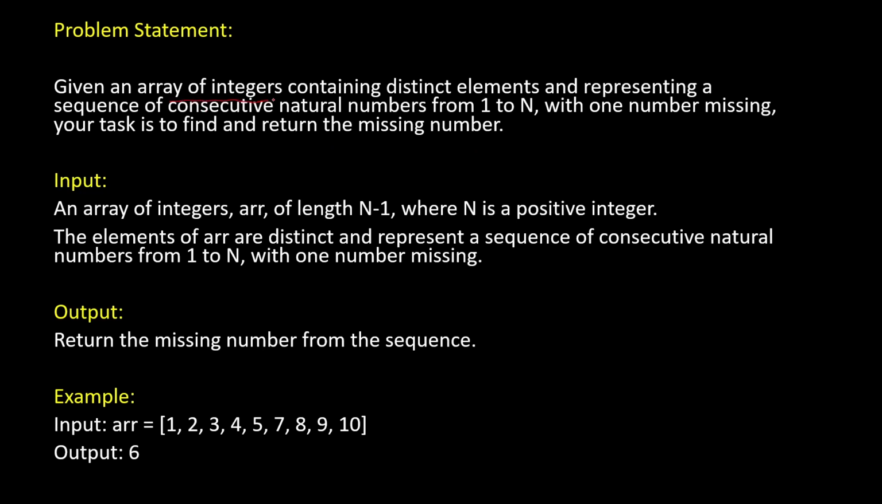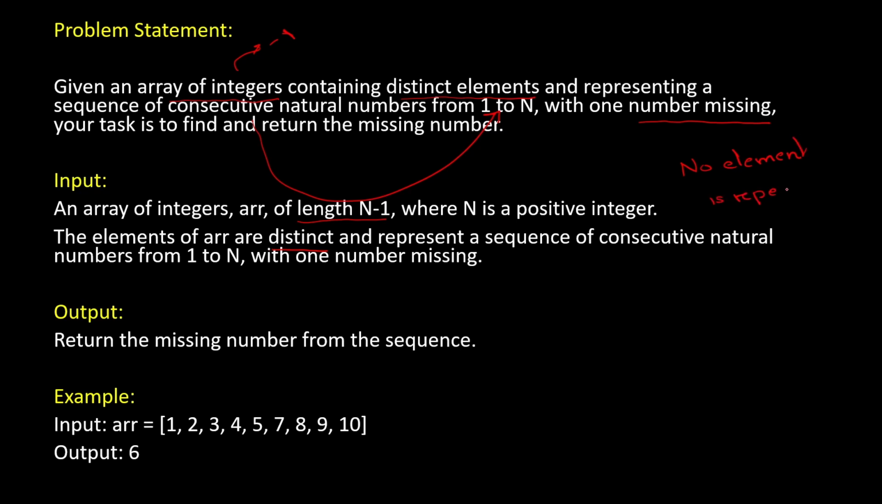We are given an array of integers containing distinct elements, and they are consecutive natural numbers, so there will be no negative integers. We are specifically mentioning the numbers start from 1 to n, and only one number would be missing at any time. Now what is the input? Input is an array of integers of length n minus 1. The elements of the array are distinct, so no element is repeated.